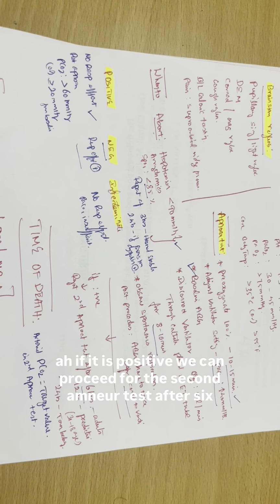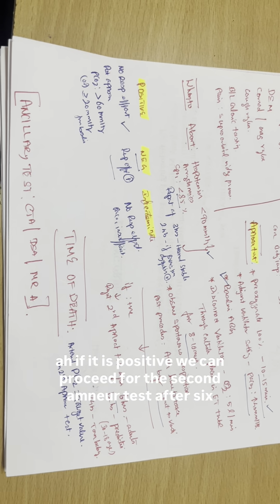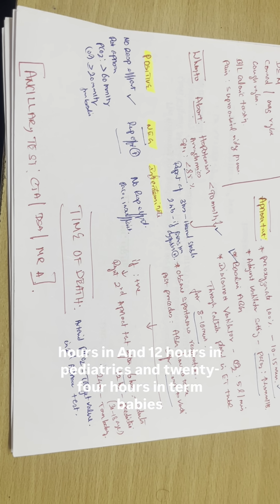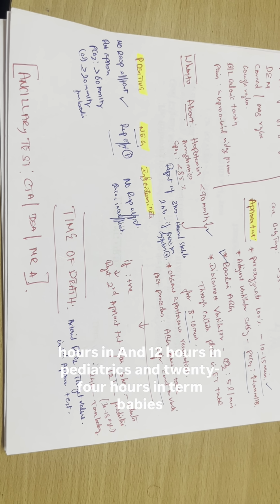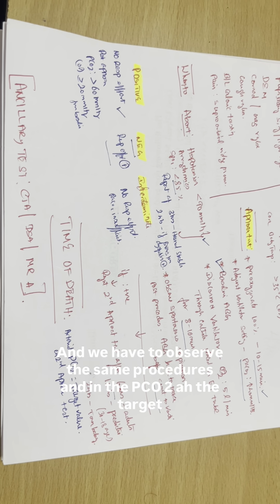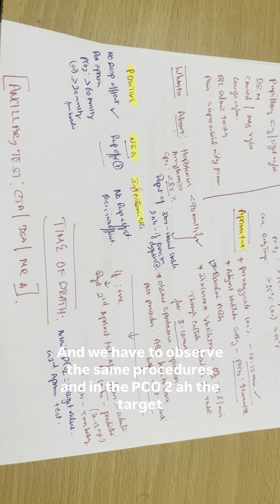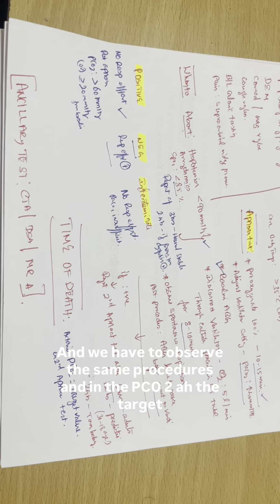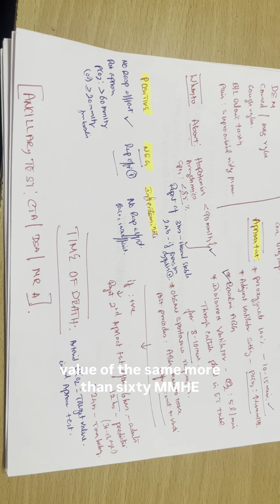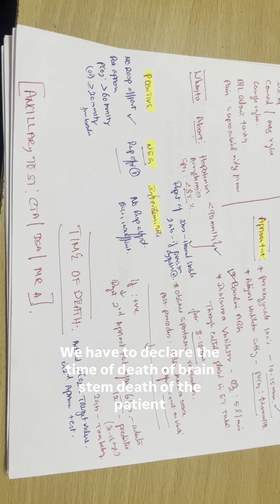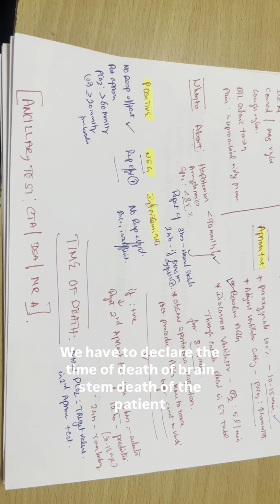Then if it is positive, we can proceed with the second apnea test after 6 hours in adults, 12 hours in pediatrics, and 24 hours in term babies. And we have to follow the same procedure, and the target PCO2 is the same, more than 60 mmHg. We have to declare the time of death, the brainstem death, of the patient.